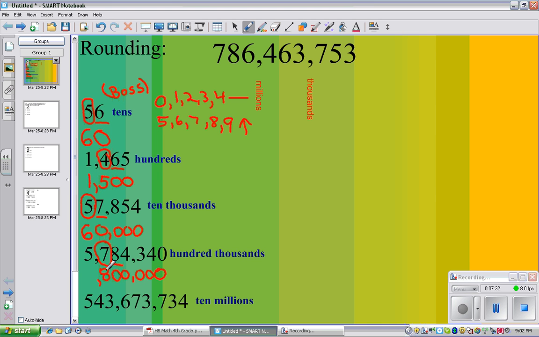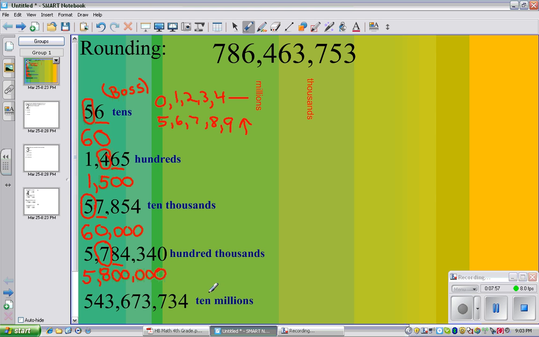If you got 800,000, you are very close to the right answer. Don't forget that all the numbers to the left of the circled number, no matter how many there are, always remain the same also. 5,784,340 rounded to the nearest 100,000. The correct answer would be 5,800,000.